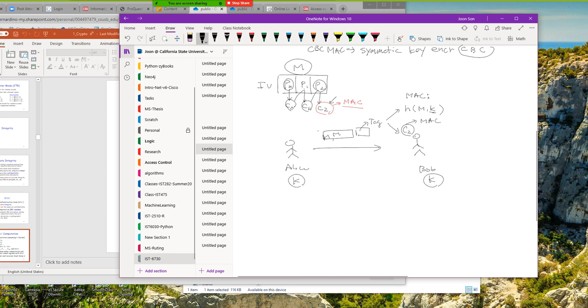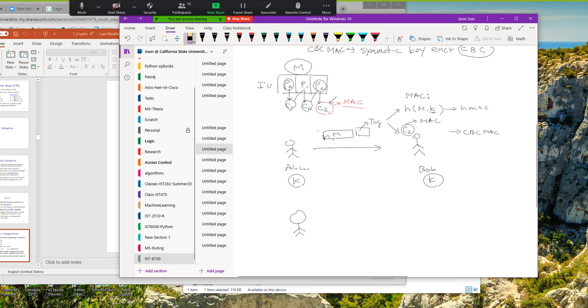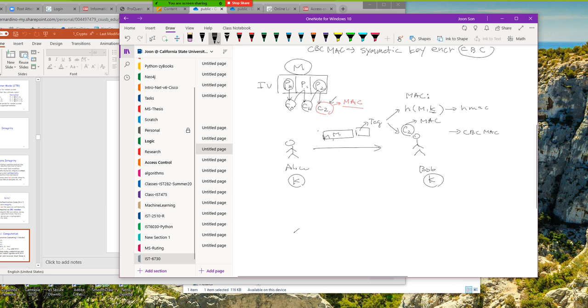So I'll call this, sometimes I can call it HMAC, and then I'll say CBC MAC to differentiate these two. But the idea is the same, okay? Okay, by the way, if Alice sends a message M, and then it just sends H of M, right?